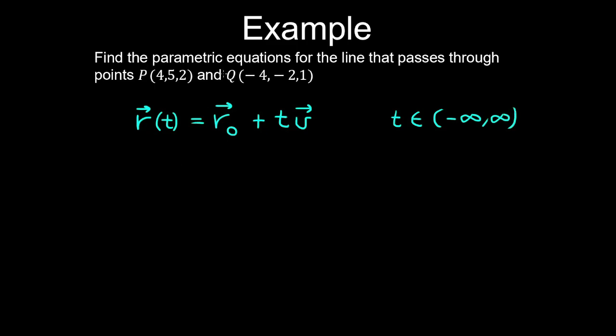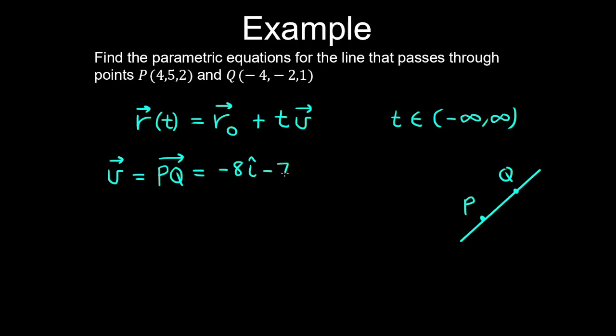Well, we can choose either point as the initial point on the line, and the vector v parallel to the line can be determined from 2 points on the line being p and q. So we have a vector from p to q. So the first component is minus 4 minus 4, which is minus 8 in the x direction. Minus 2 minus 5 is minus 7 in the y direction. And 1 minus 2 is negative 1 in the z direction.